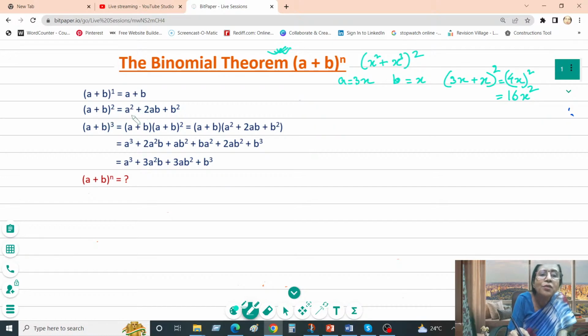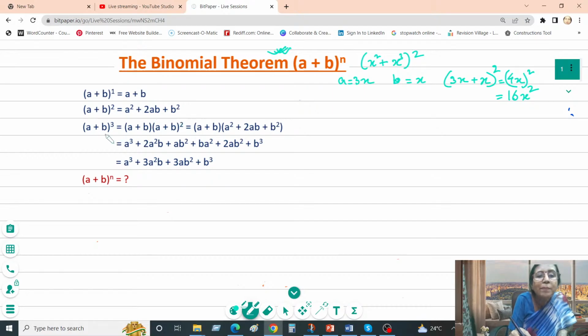So I have just written the identity a plus b whole square equal to a square plus 2ab plus b square. Again I am saying you can do a plus b times a plus b and you will be getting these three terms after simplification. So over here the power is 2. N value is equal to 2, but the number of terms that we are getting is 3.